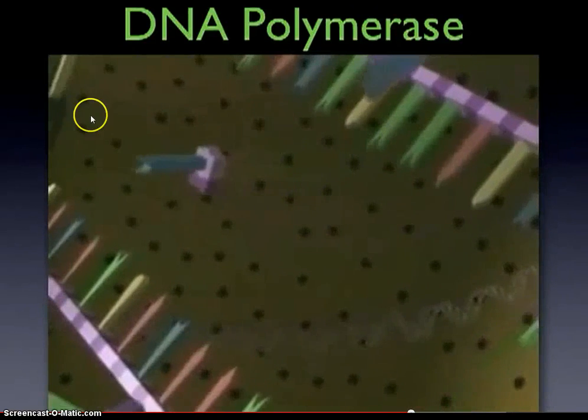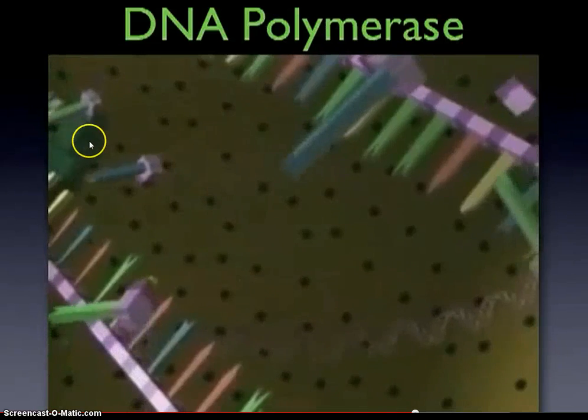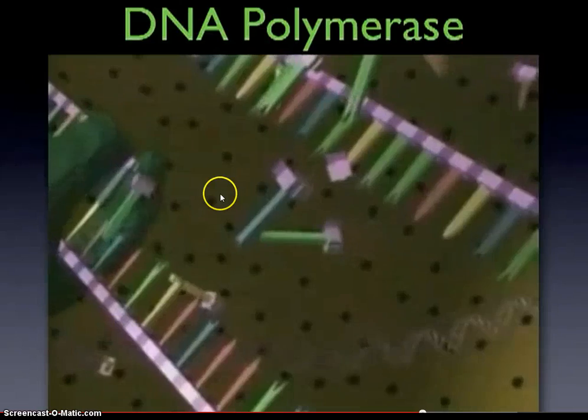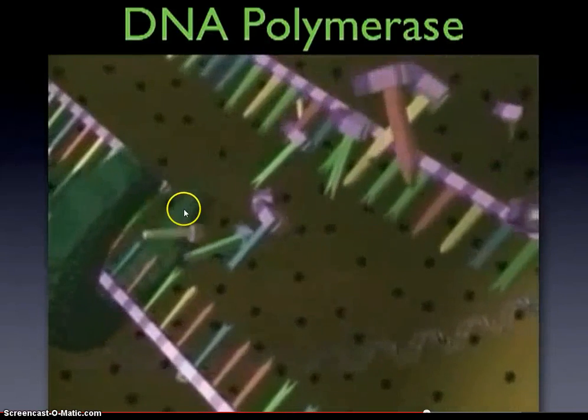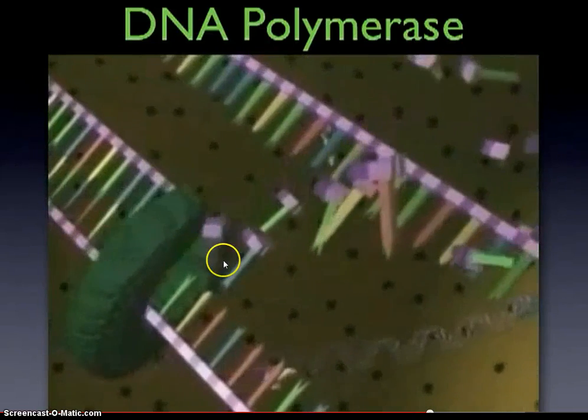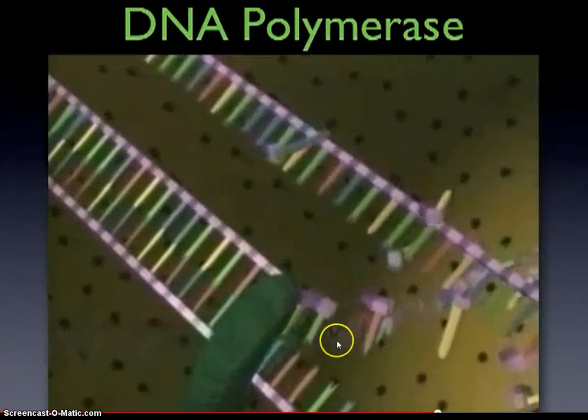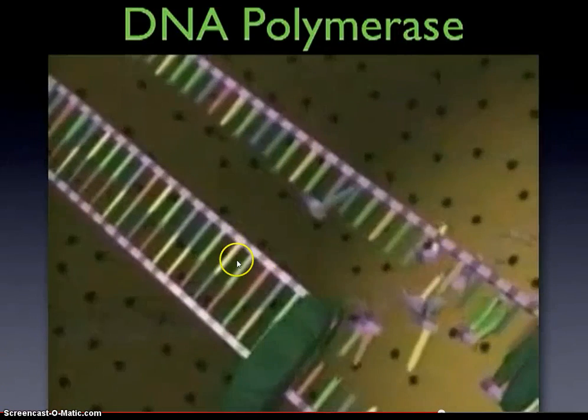Here comes our gigantic, enormous blob. This is our DNA polymerase, and if you look at it, look at what it's doing. Almost like a stapler, it's locking those brand new nucleotides in place. There's one going this way, so now we're going from a single strand to a double strand.